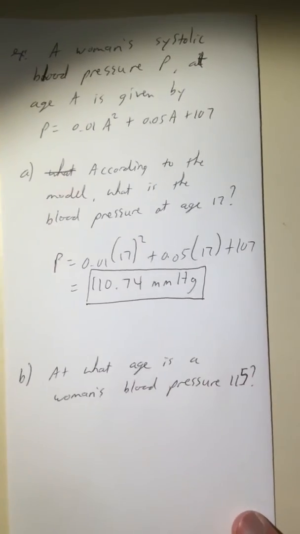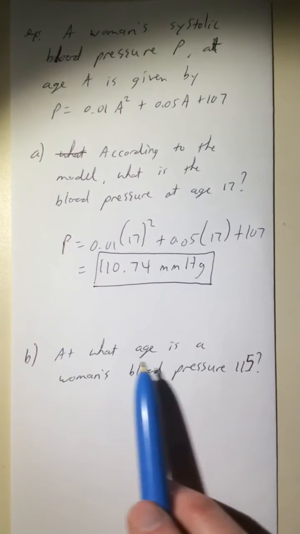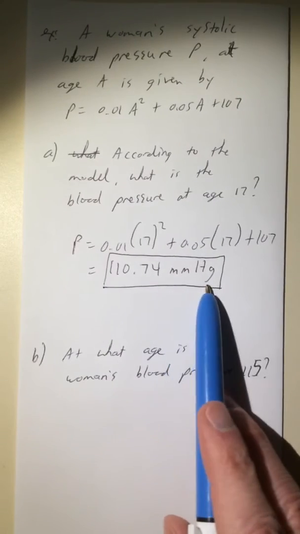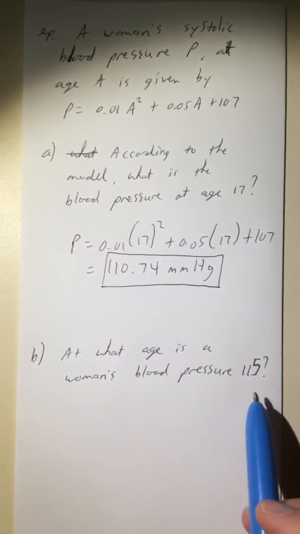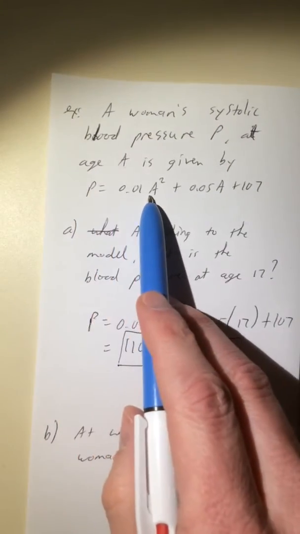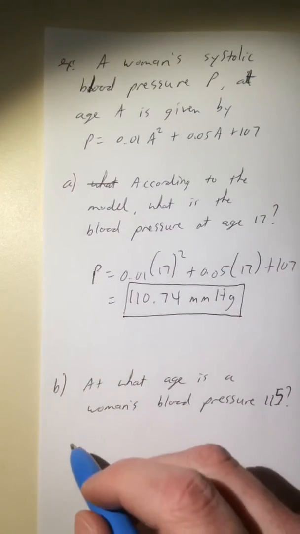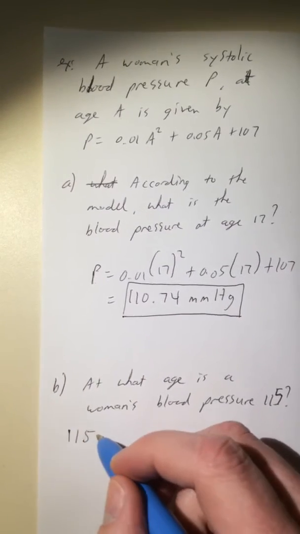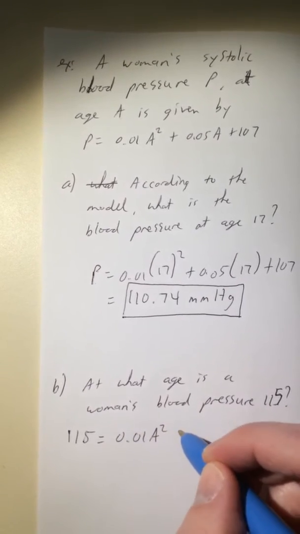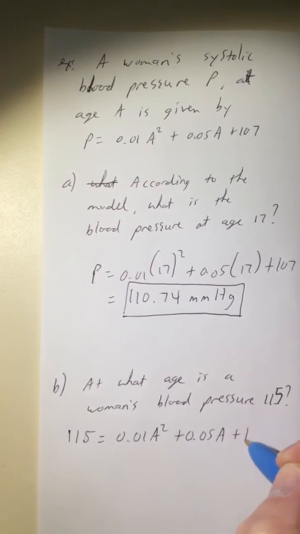So let's move on to the more difficult part of this, which is figuring out at what age a woman's blood pressure is going to be 115 millimeters of mercury. So blood pressure is going to go right there where the P is, and then we just need to figure out what the A is. And as I promised, this is going to be a quadratic formula issue. So we have 115 equals 0.01 A squared plus 0.05 A plus 107.